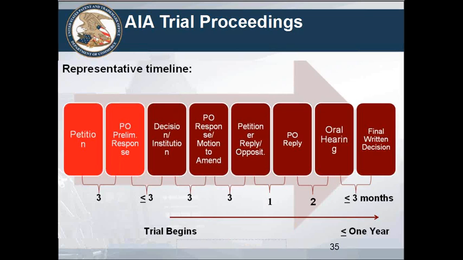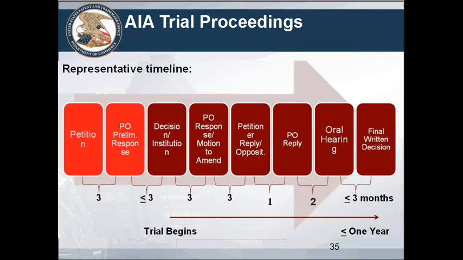So after the motion to amend, this will start another 3-month period. During that 3-month period, the petitioner will be preparing their reply to the patent owner response, as well as any opposition they wish to mount to the patent owner's motion to amend, if there was one. Thereafter, another 1-month period will begin, and this will be a time for the patent owner to file a reply to the petitioner's opposition to any motion to amend.